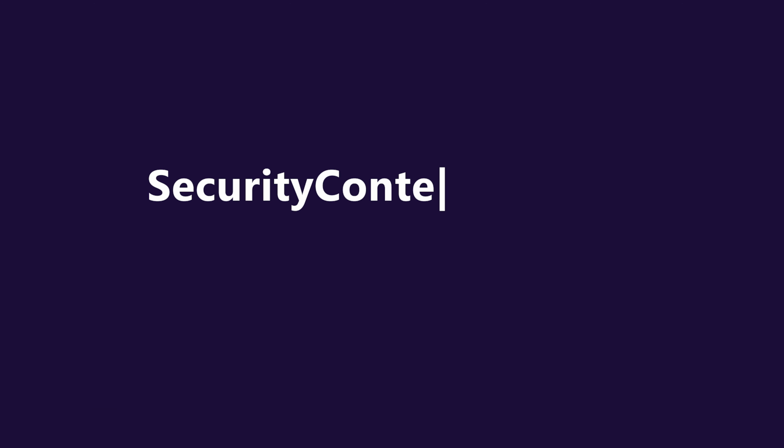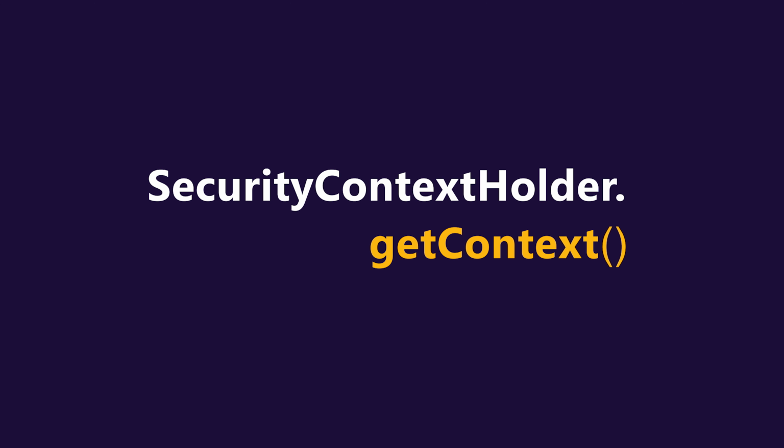So when you call SecurityContextHolder.getContext from anywhere in your code, it always reads from the current thread's own private storage and always returns the correct security context for whoever made this specific request. That is the isolation guarantee.